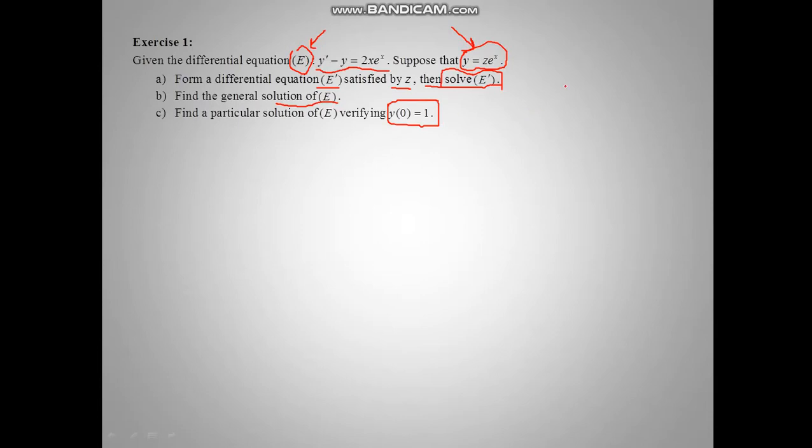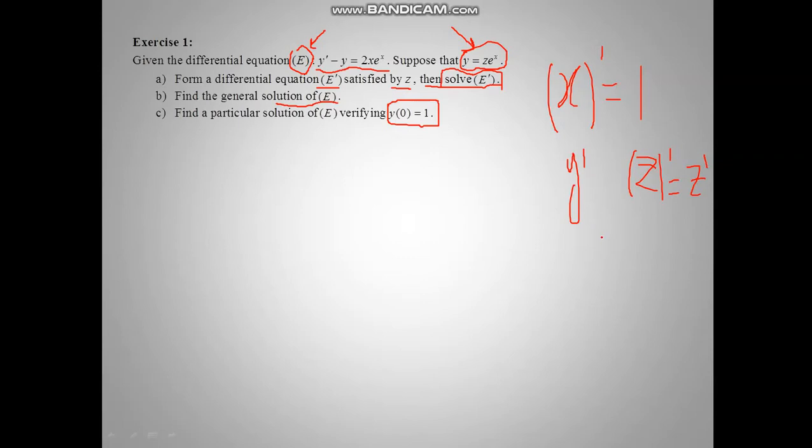First, before I start, let me clarify this. The derivative of x is 1, because x is the variable in this case. The derivative of y is y prime, not 1, because y is a function of x. The derivative of z is z prime, because we also consider that z and y are functions of x, and x is the variable.